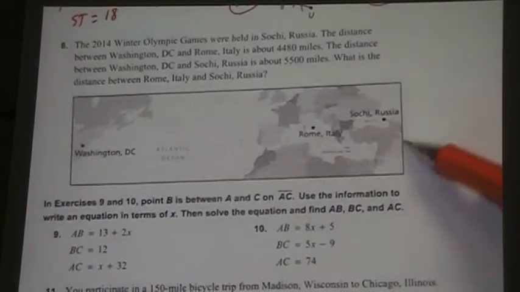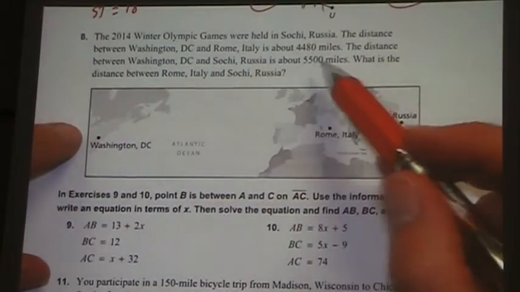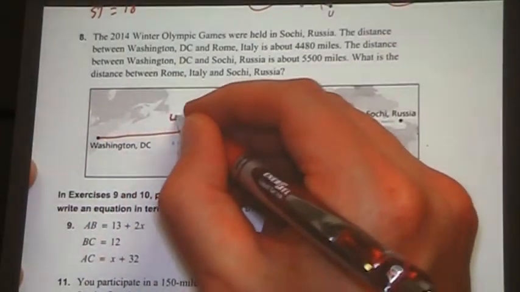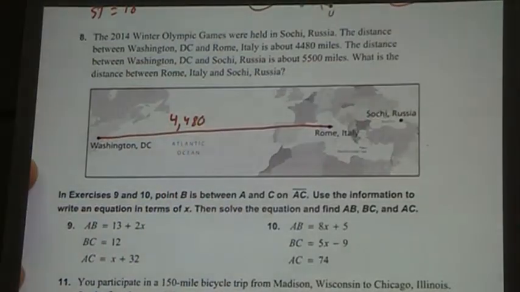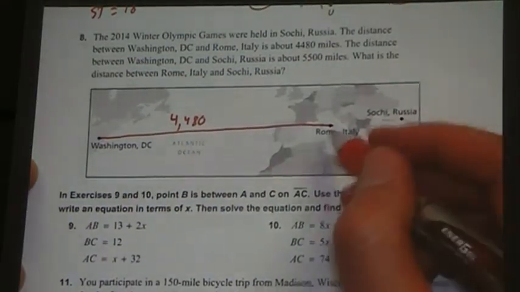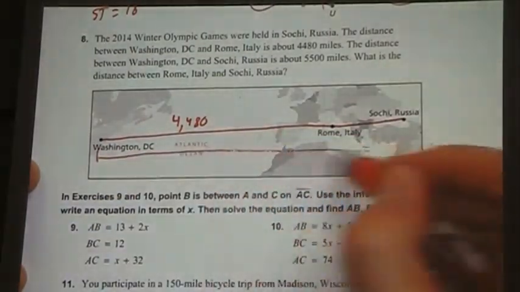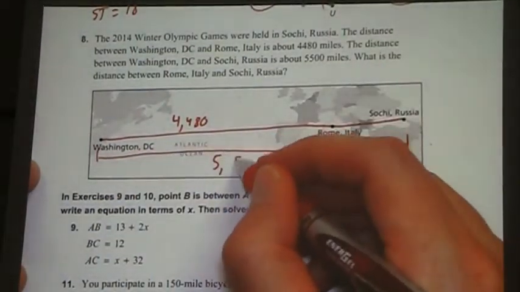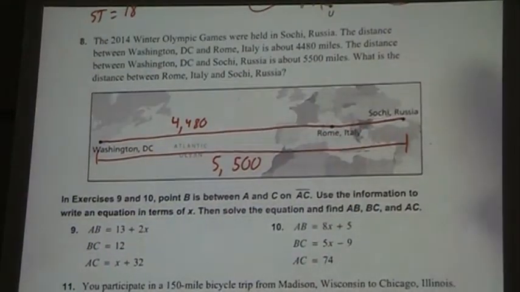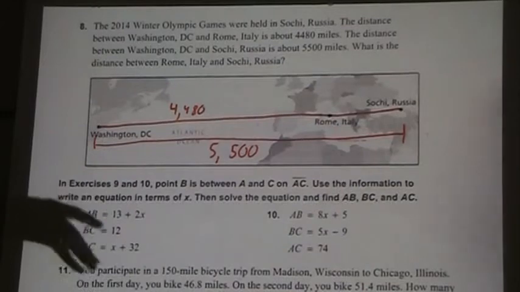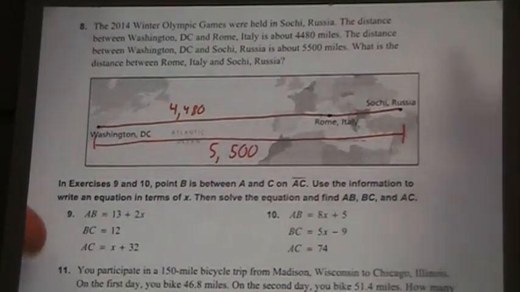You will see a map question on, I think it's your quiz or your test, so I want to show you that. It's got a little blurb about the Winter Olympics in Sochi, Russia. The distance between Washington, D.C. and Rome, Italy is about 4,480 miles. That's quite the trip. The distance between Washington, D.C. and Sochi, so the whole deal, is 5,500. And you'll notice, if you write on your pictures or make a little diagram, it's easier for your brain to figure out what's going on.